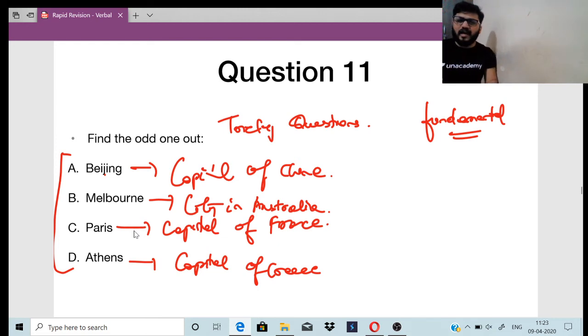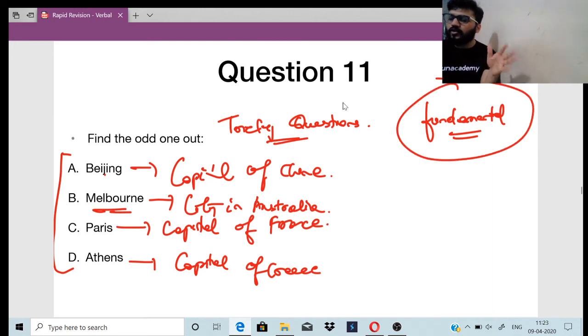Beijing is the capital of China. Paris is the capital of France. Athens is the capital of Greece. But Melbourne is just a city in Australia. So Melbourne is the odd one out. These are very tricky questions. There will be thousands of fundamentals here, but you should go with the fundamental quality.